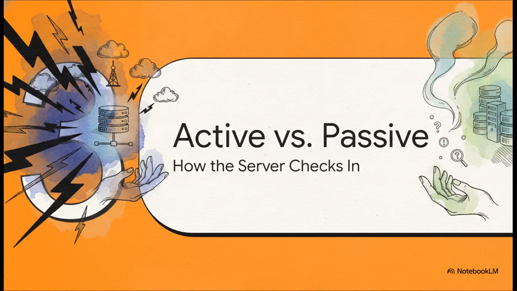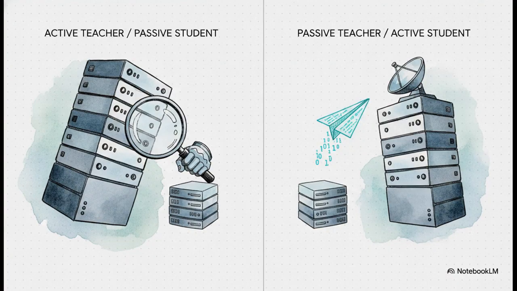That takes us to Section 3, active versus passive monitoring. Basically, how the server checks in. So Nagios tracks your infrastructure's health using 2 totally distinct communication styles. In active monitoring, the central server initiates the conversation. It's kind of like a proactive teacher walking up to a student's desk every single day to check their homework.